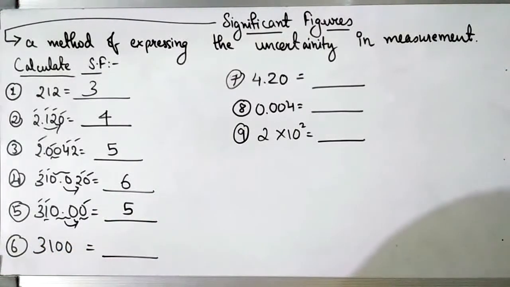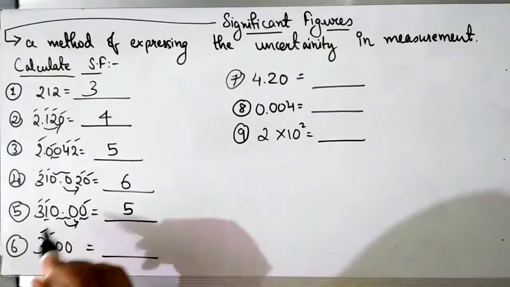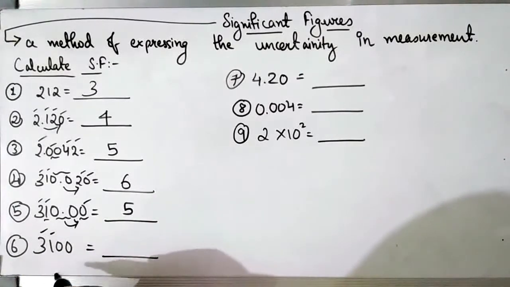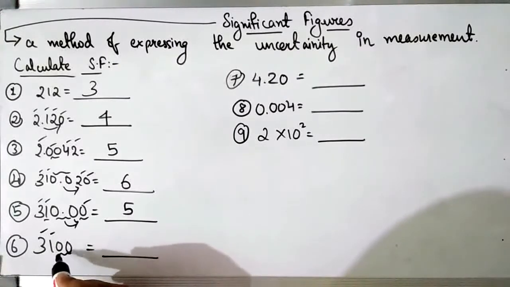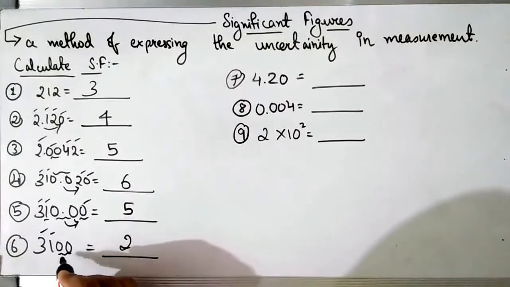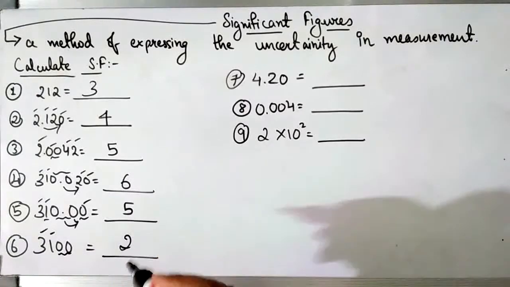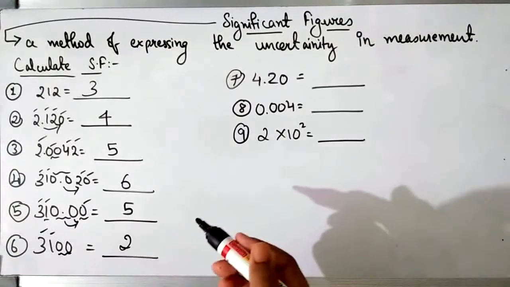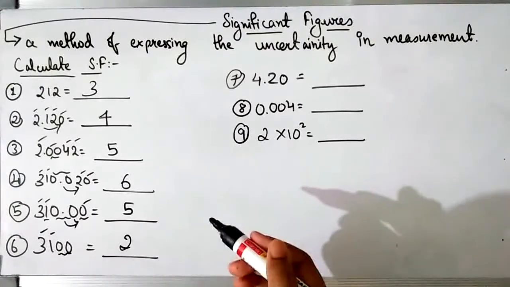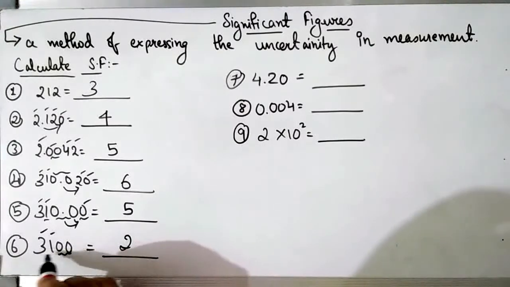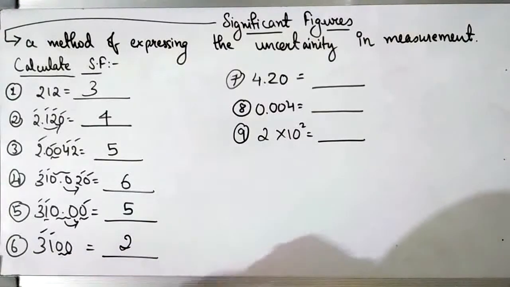In the next one, you can see 3 and 1 are significant because they are non-zero digits. Then here we have these 2 zeros. They are not significant. We have got only 2 significant figures because neither these zeros are ending zeros which are coming after decimal, nor the other zeros which are present between 2 significant figures or 2 non-zero digits. So these 2 zeros cannot be considered as significant. Only the first 2 numbers, that is 3 and 1, are considered to be significant because they are non-zeros.